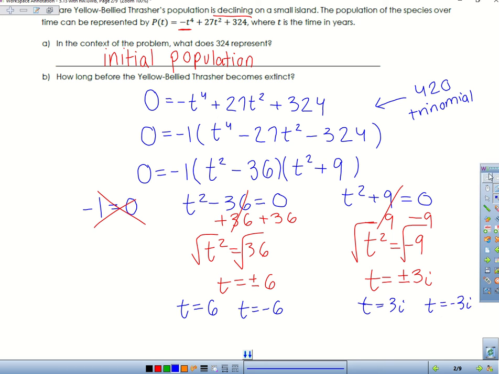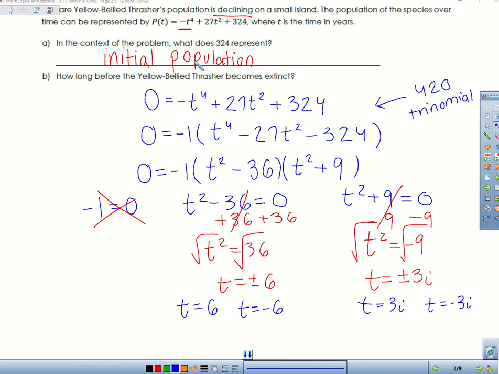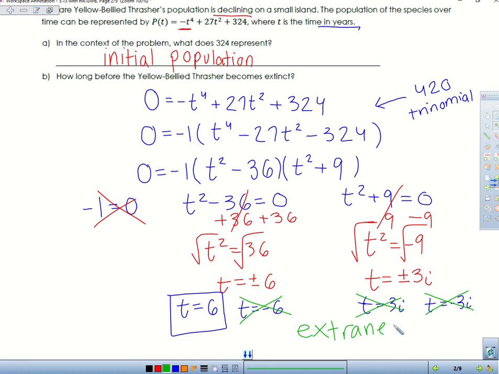So which one of these units of time makes the most sense for time in years? 6. Good. What's the problem with all the other answers? That one's negative. You can't have negative time. You can't have imaginary time. Good. All of these get rejected, and we call them extraneous.